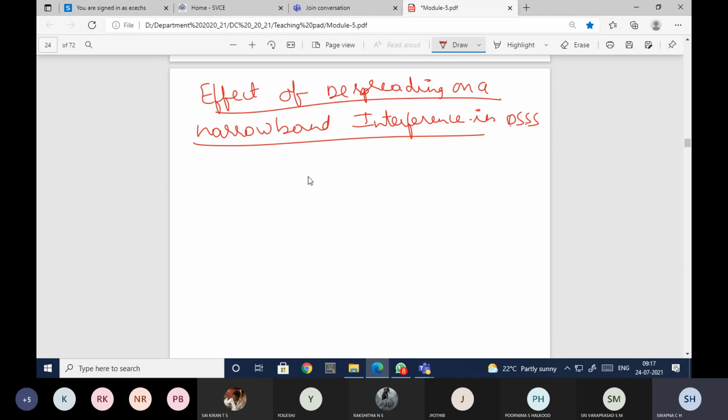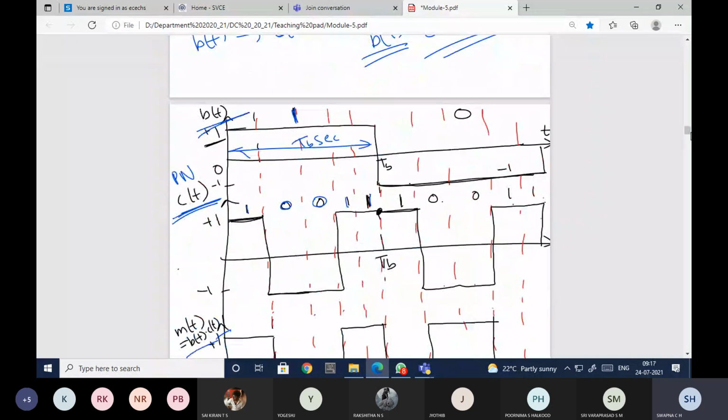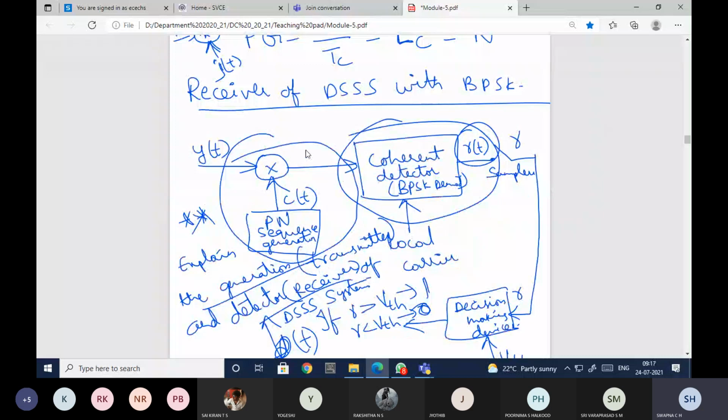See what they mean to ask here. I have told you that X of t is the transmitted signal. I will draw the block diagram, don't worry, let me give you an idea. So X of t is the transmitted signal. At the channel, it will add some jamming signal, and then Y of t is received. The receiver will take this Y of t and has to despread it, and that is what I have told you. Here I am multiplying it with c of t. We are despreading it. So what is that effect?